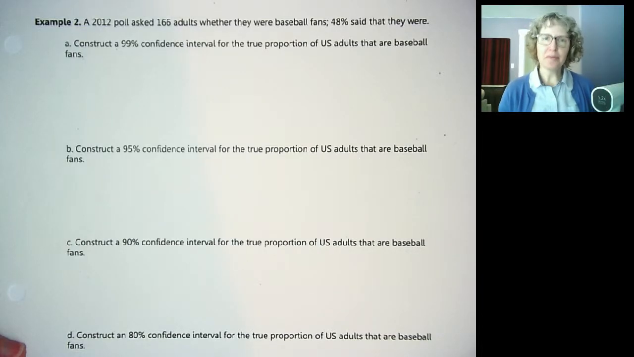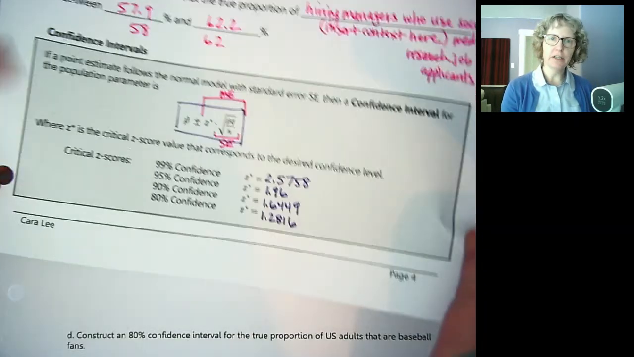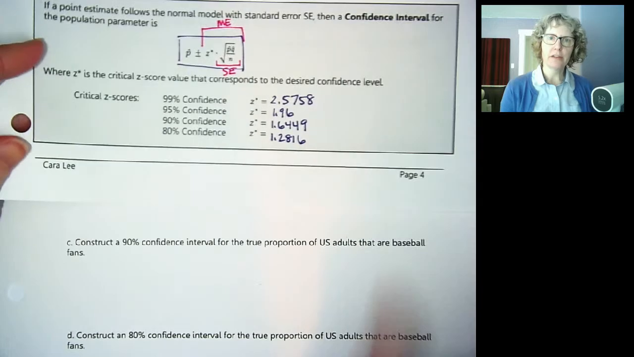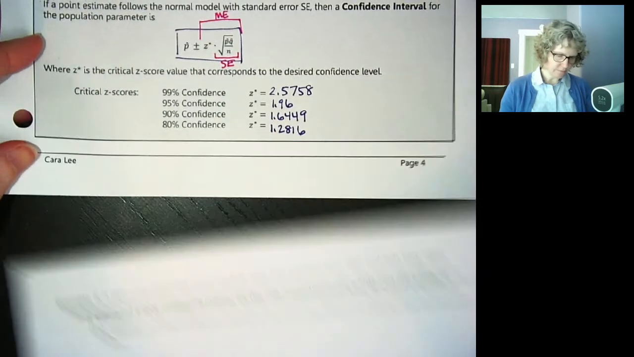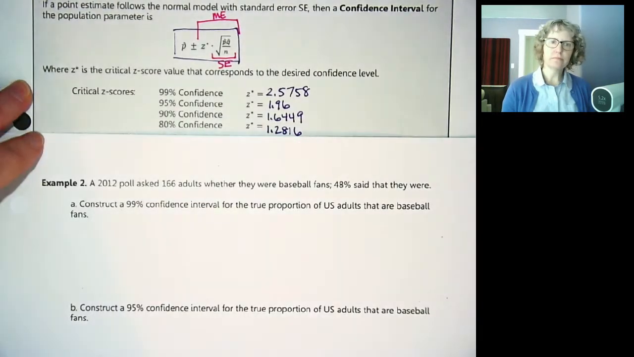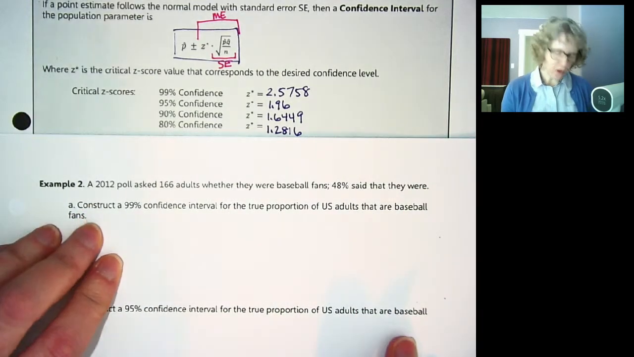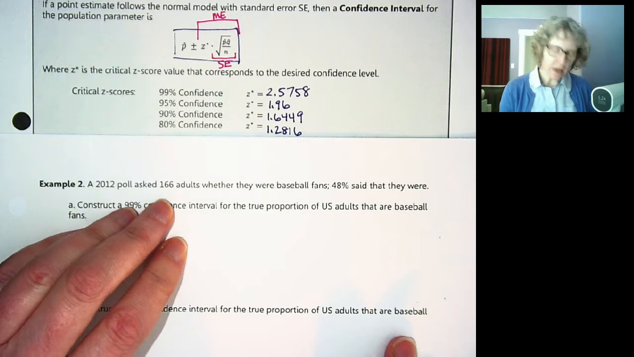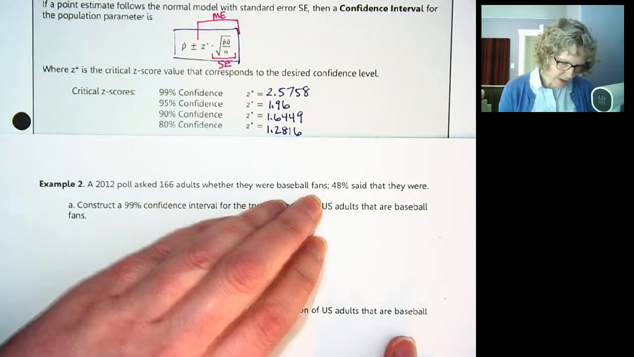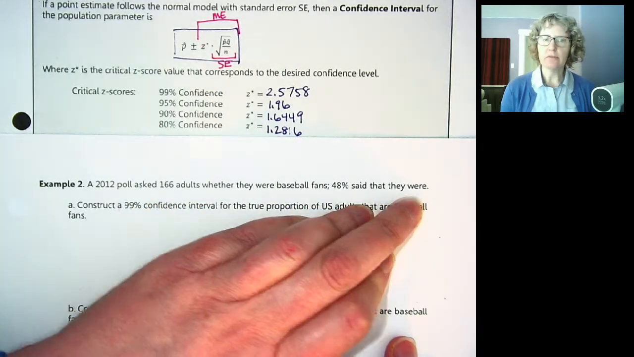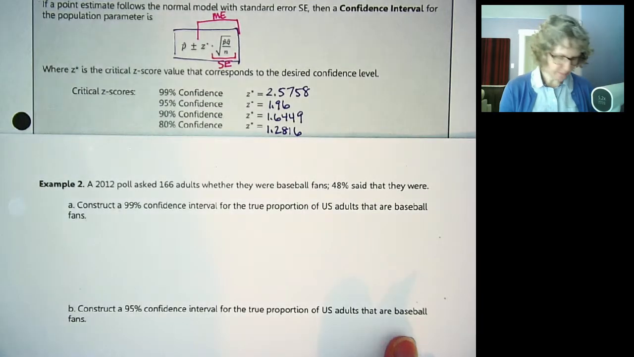Now let's do an example of calculating a confidence interval from scratch, okay? So we're going to be using this formula right here. In fact, I think I'll put that at the top. Okay, so this example says, a 2012 poll asked 166 adults whether they were baseball fans, and 48% said they were. So we've got a single poll here.